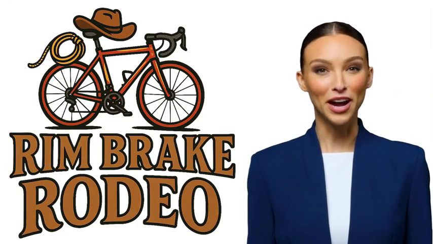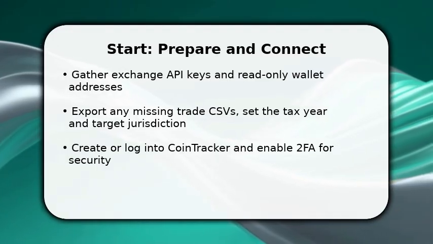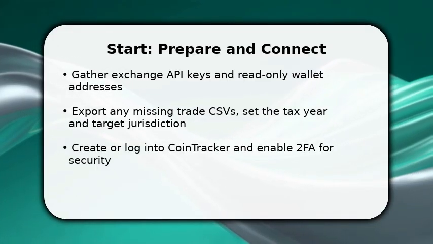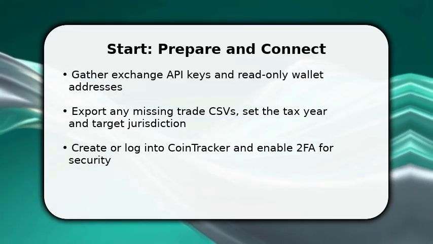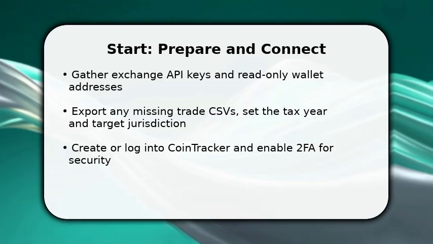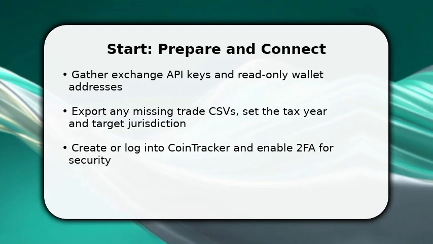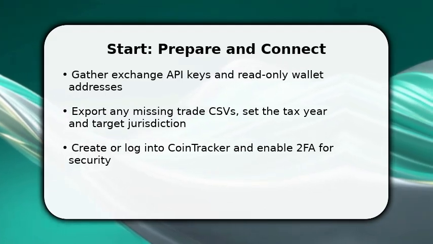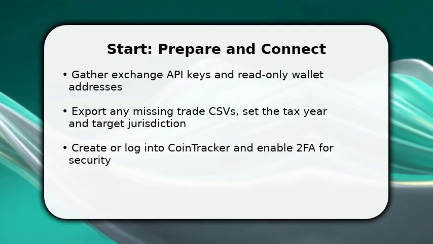We hope this video helps. You start by assembling connectors, exchanges, wallets, and any CSV exports you still need. Once you have keys and addresses, log into Cointracker and enable two-factor authentication to protect access. Next, import Exchange APIs or upload CSVs for trades and transfers. This is the moment you make your transaction history machine-readable.